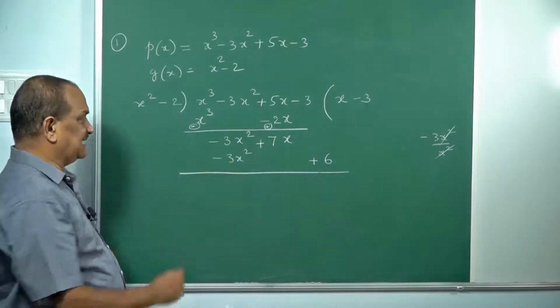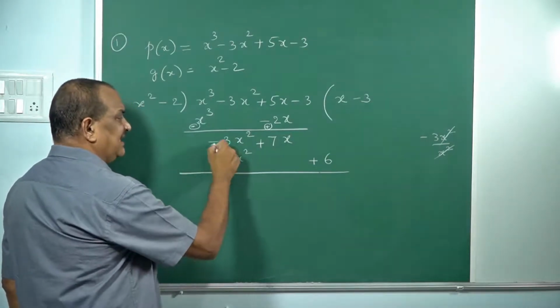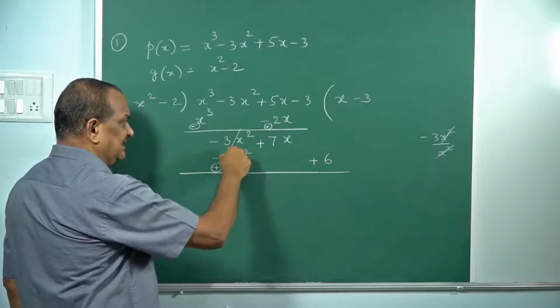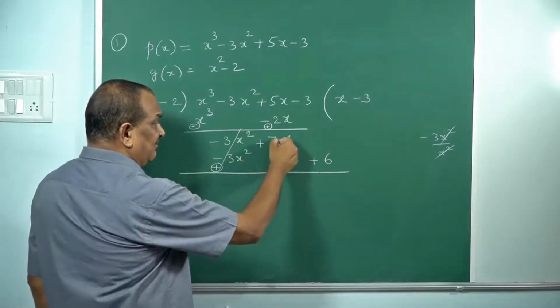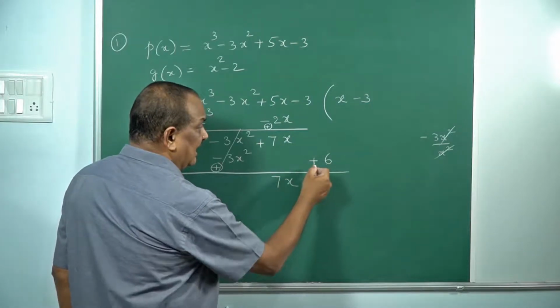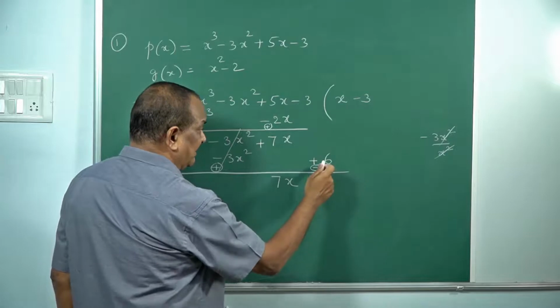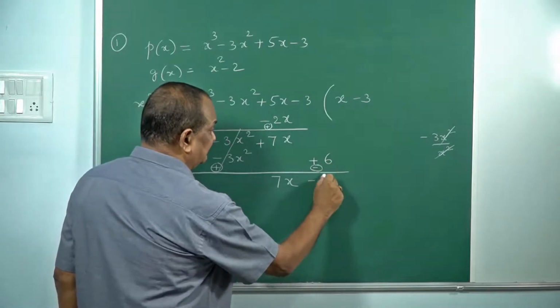Now again subtraction. When you change the sign, plus 3x squared and earlier minus 3x squared, you can strike it off. From 7x you are not subtracting anything, so 7x. And I change the sign of this one because this needs to be subtracted. From this I should subtract this, minus 6.